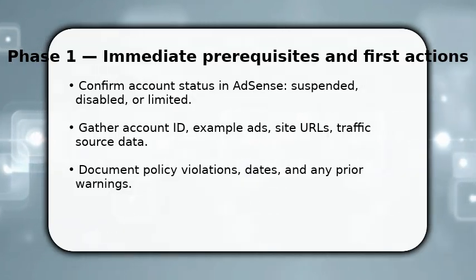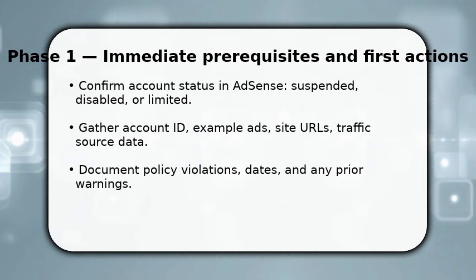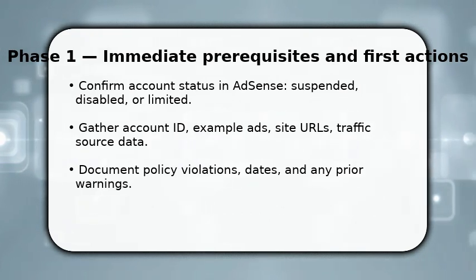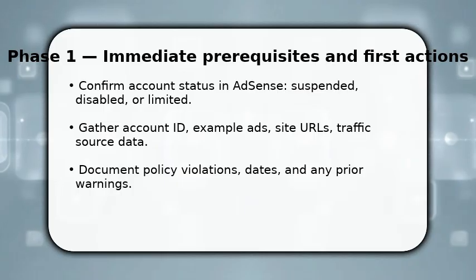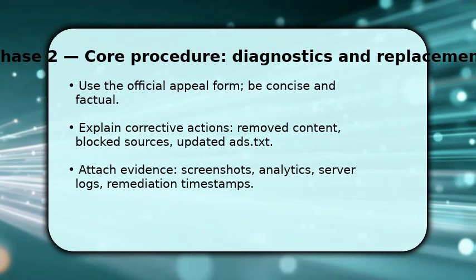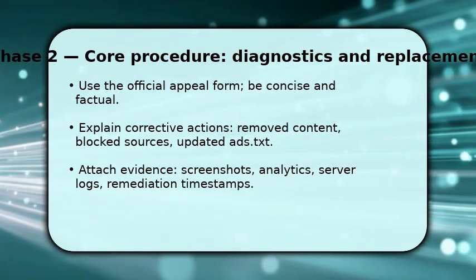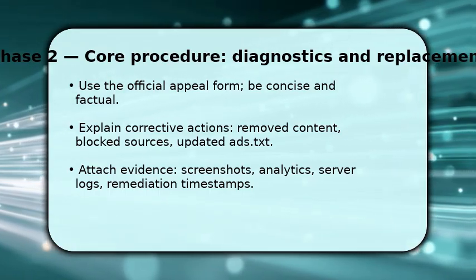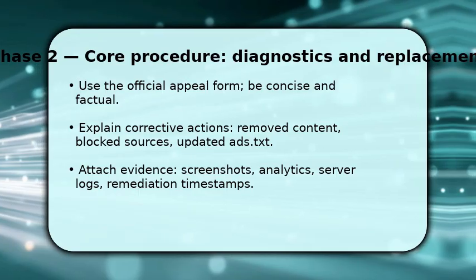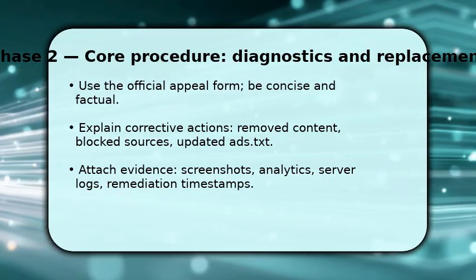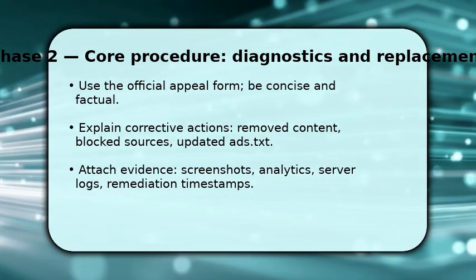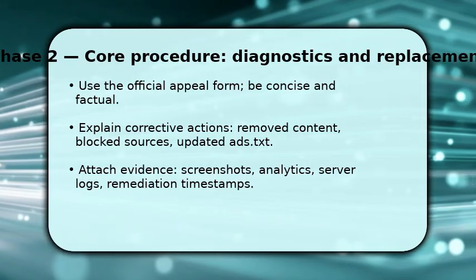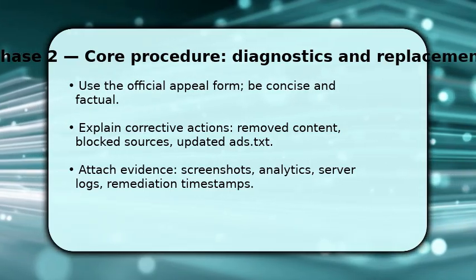This saves time when you open the appeal form, because reviewers need concise evidence, not long stories. Now craft an appeal that explains what happened, why it happened, and precisely what you changed. Start with a one-sentence summary, then list corrective actions: removed violating content, blocked non-compliant advertisers, fixed ads.txt, and updated ad placements. Include timestamps and references to analytics or server logs as proof.